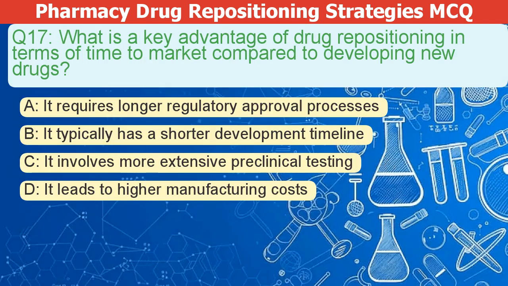What is a key advantage of drug repositioning in terms of time to market compared to developing new drugs? A. It requires longer regulatory approval processes. B. It typically has a shorter development timeline. C. It involves more extensive preclinical testing. D. It leads to higher manufacturing costs.